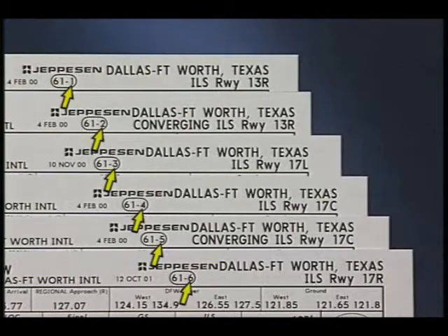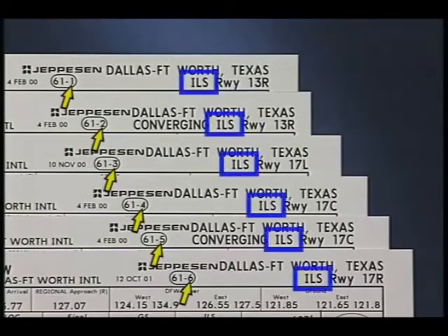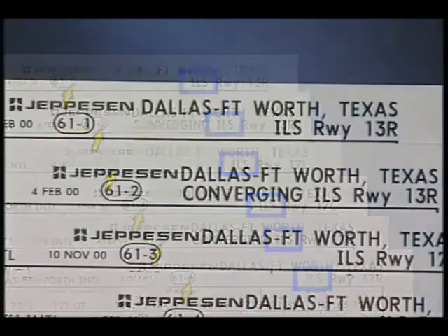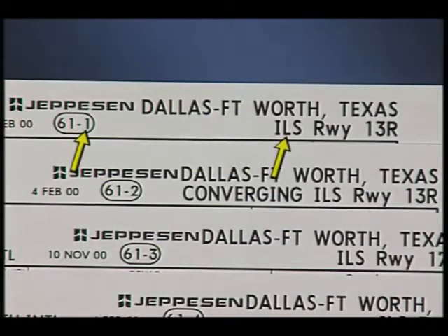The third digit represents the filing order of charts that are of the same navigational type. The number 1 shown here indicates this is the first ILS approach chart for DFW. The next ILS approach chart for the same airport would be listed as number 2.